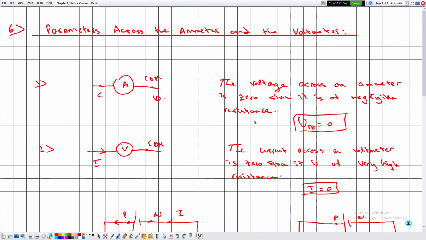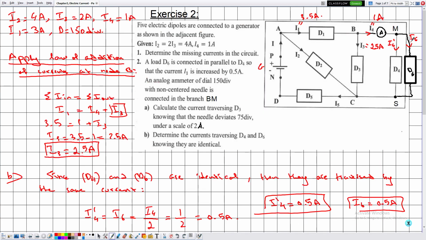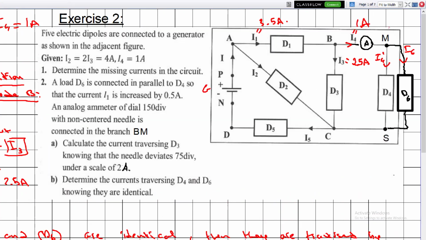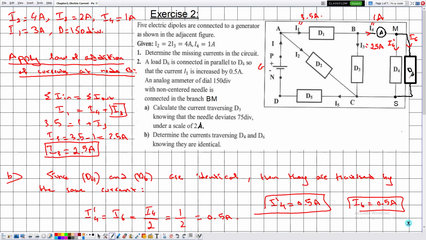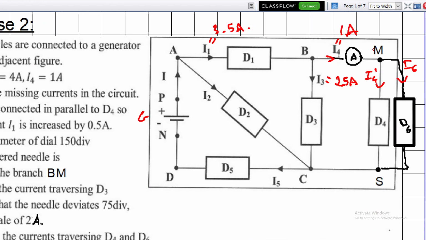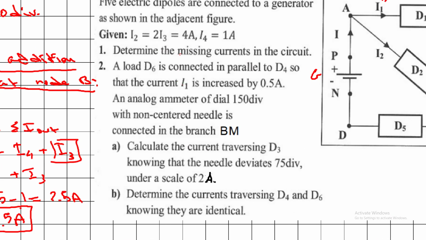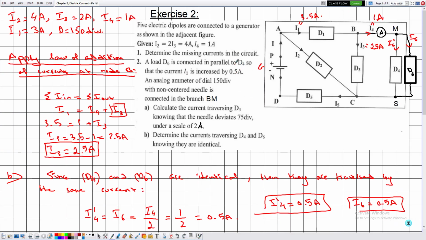So notice that in this case, when we have added the load D6, it affected the parameters of the circuit, so we changed all the values of the current. And when we added the ammeter A, nothing changed. So we added D6 and we proceeded. Then we added an ammeter. When I added the ammeter, we didn't change the fact that I has been increased by 0.5 amperes, simply because the ammeter and the voltmeter don't affect the parameters of the electric circuit.